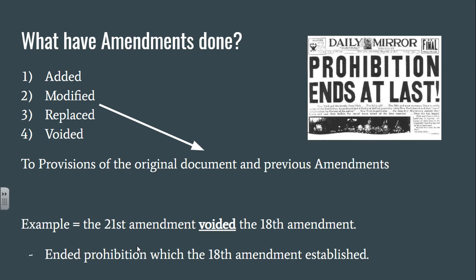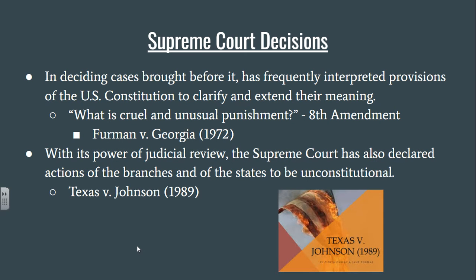So that's going to be one of the things you have to do in the assignment: pick an amendment. Which of these four did it do? Did it add, modify, replace, or void? And then explain how it did that to the Constitution. Shouldn't be too difficult. Now, Supreme Court decisions, the second way that this can happen.